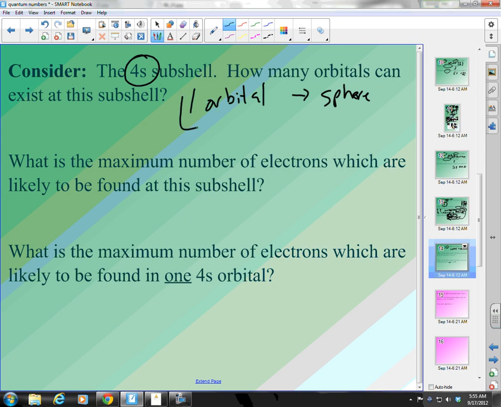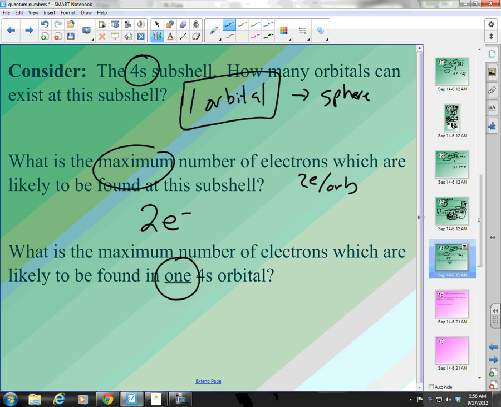What is the maximum number of electrons which are likely to be found in this subshell? Well, I have one orbital. And how many electrons max per orbital? 2 electrons per orbital. So the maximum number of electrons here is 2. What is the maximum number of electrons likely to be found in one 4s? Well, there's only one 4s, so my answer is 2. Hey, that was easy. All right.